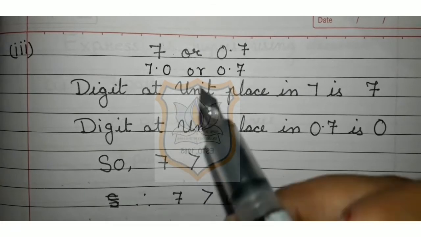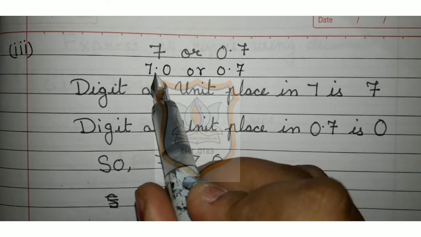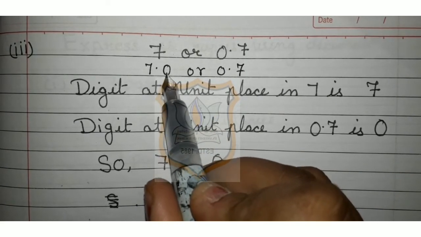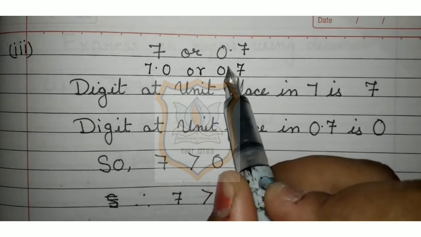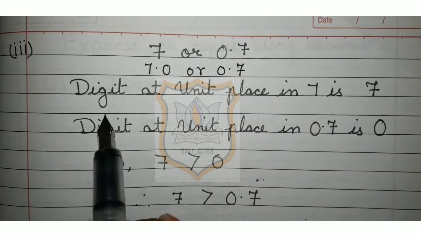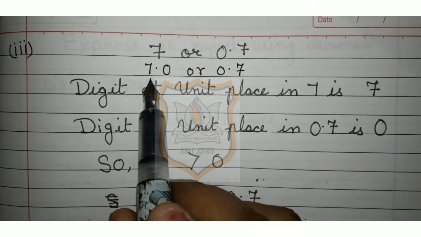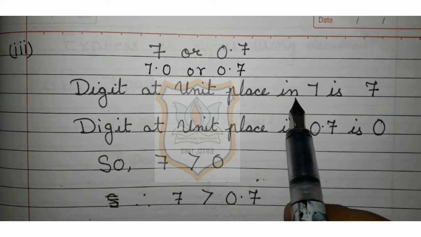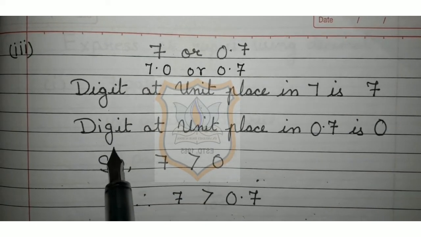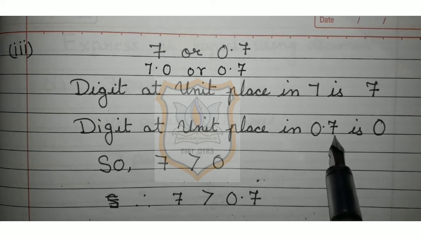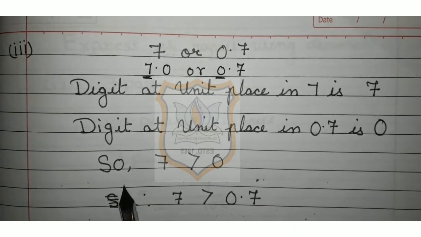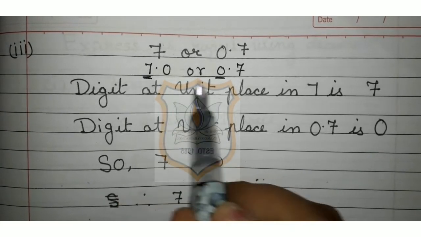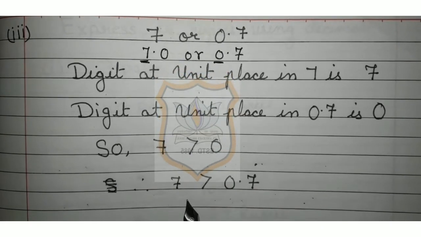So first we have to look at the number that is before the decimal. In 7.0, the number before the decimal is 7. And in 0.7, the number before the decimal is 0. So, 7 is at the unit place of the number. The digit at the unit place in 7 is 7, and the digit at the unit place in 0.7 is 0. This 7 is greater than this 0. So, we can say that 7 is greater than 0.7.